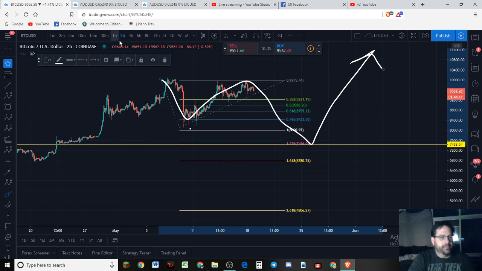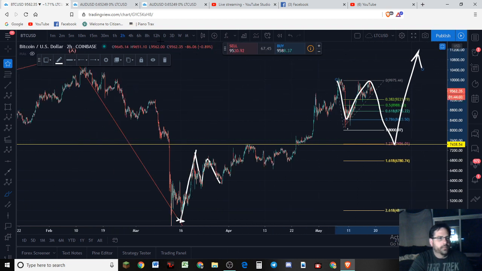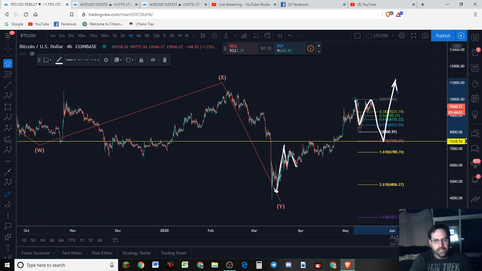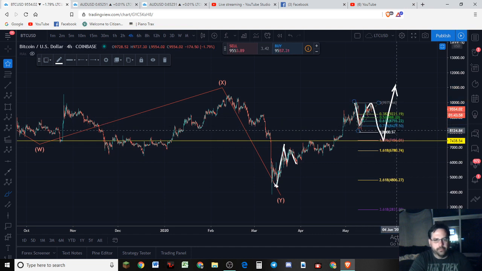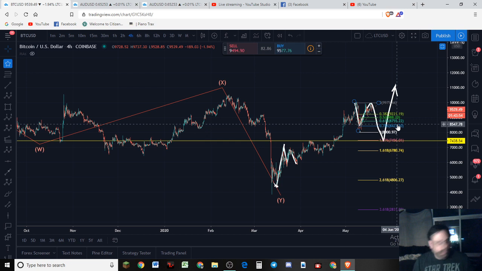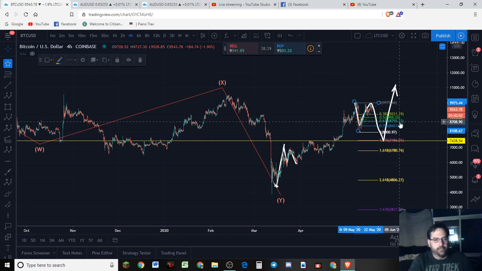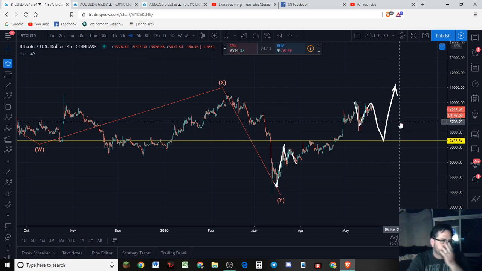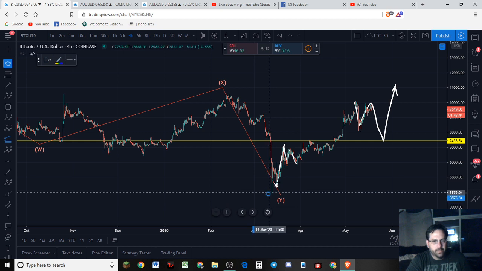Where would we expect it to come? Let's see. Let's zoom out again a little bit and project it. Looks like we're moving down. I'm short right now, so that's great. I'm short because of this count that I'm telling you. Now, it may not play out. We'll have to wait and see.